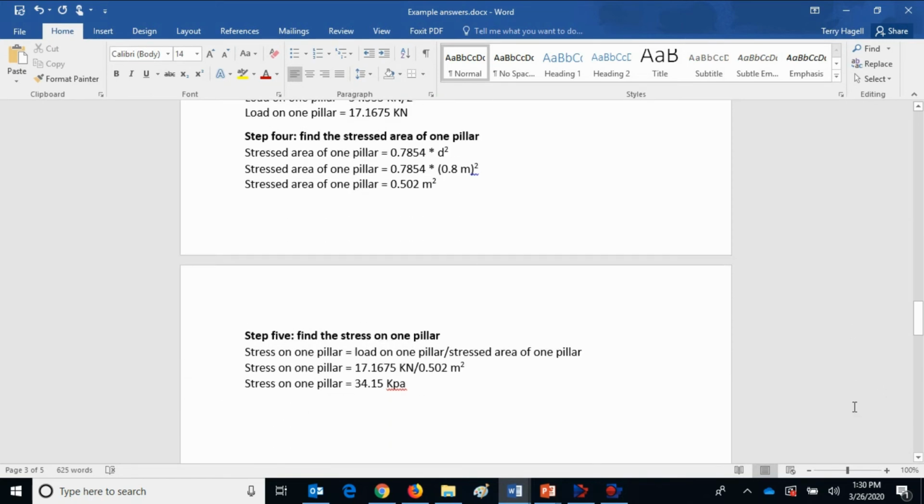Step 5. Finding the stress on one pillar. The stress on one pillar equals the load on one pillar divided by the stressed area of one pillar. Stress on one pillar equals 17.1675 kilonewtons divided by 0.502 meters squared. Stress on one pillar equals 34.15 kPa. Because the load is in kilonewtons, the stress is in kPa.